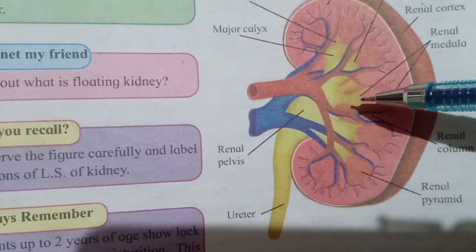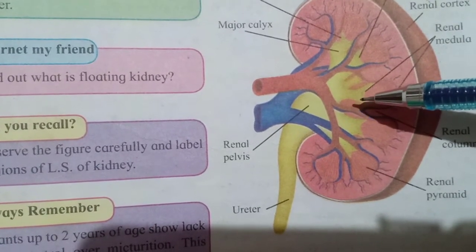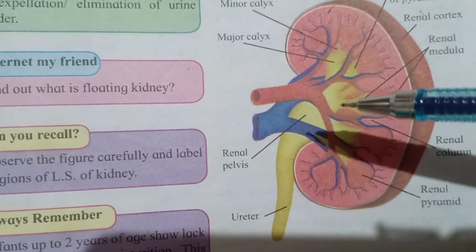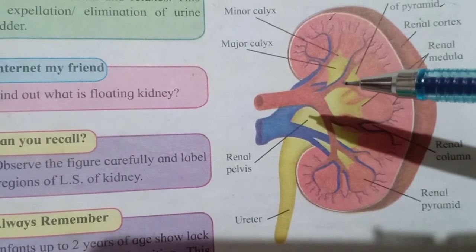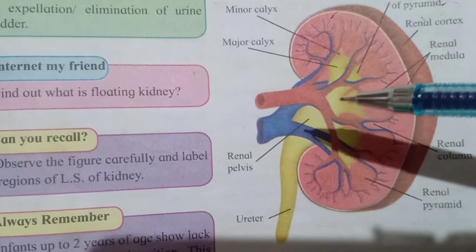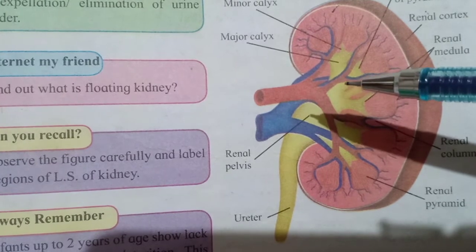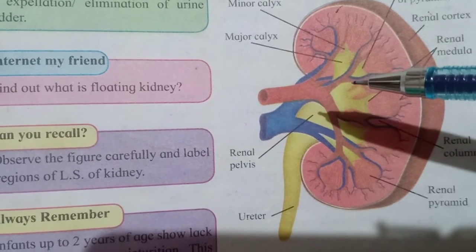So the inner medulla contains a complex structure. It contains the loop of Henle and collecting ducts. Here the loop of Henle and the collecting duct are not clearly observed, because in the nephron we studied the loop of Henle and collecting duct.